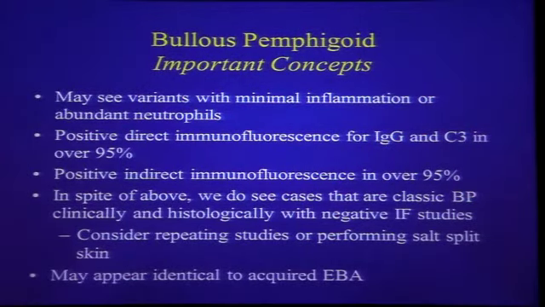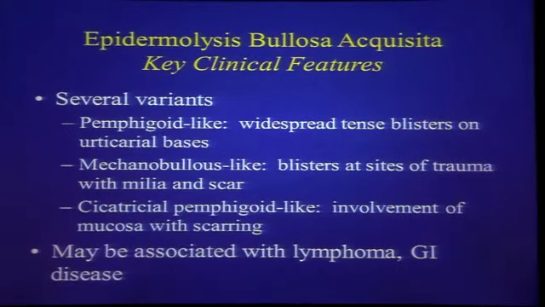Okay. Now, there are some variants where you see minimal inflammation. Again, indirect immunofluorescence is also very strongly positive. So again, if you get a false negative, consider doing ELISA or another study. And then if you're concerned about the diagnosis of EBA, you can do a salt split skin study. Now, EBA is different. There are several different variants of this. There's one type that can look like a mechanobullous type. The other type will look like pemphigoid.